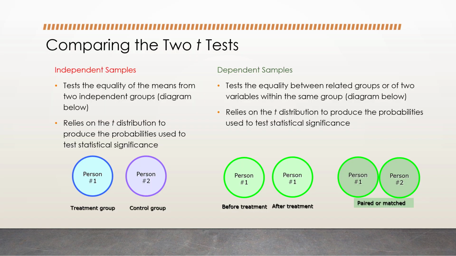We have now learned all three types of t-tests. If you have two samples that are independently selected from their underlying populations, the independent samples t-test is the right choice to test the equality of two means. If the data contains two samples that can be matched in pairs, or two measures taken from the same sample at two different time points, the dependent samples t-test should be used to test the equality between related groups or of two variables from the same groups.